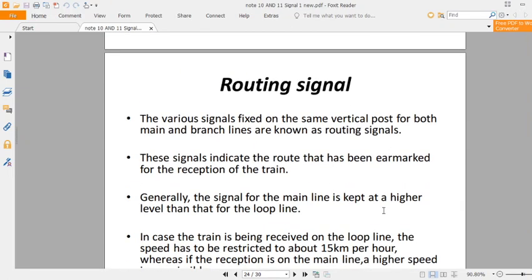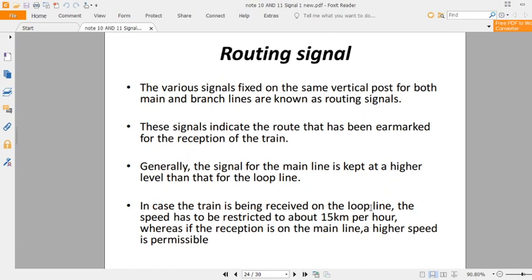After that, it is the routing signal. So basically a routing signal is a combination of signals situated on the same post. This signal indicates the route that has been earmarked for the reception of the train. Generally the signal for the main line is kept at a higher level than that for the loop line.